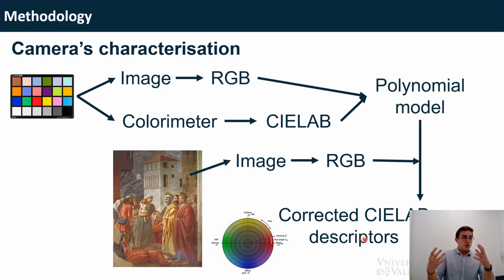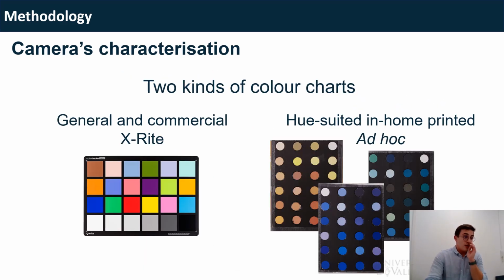So with this approach, what we are doing is getting a model that we can build in the lab, and then we can apply that model to real samples in whatever environment. To do that, we tested the general commercial X-Rite color chart, which is the one here. And then we also thought that we could build an ad hoc, color-tailored calibration chart.